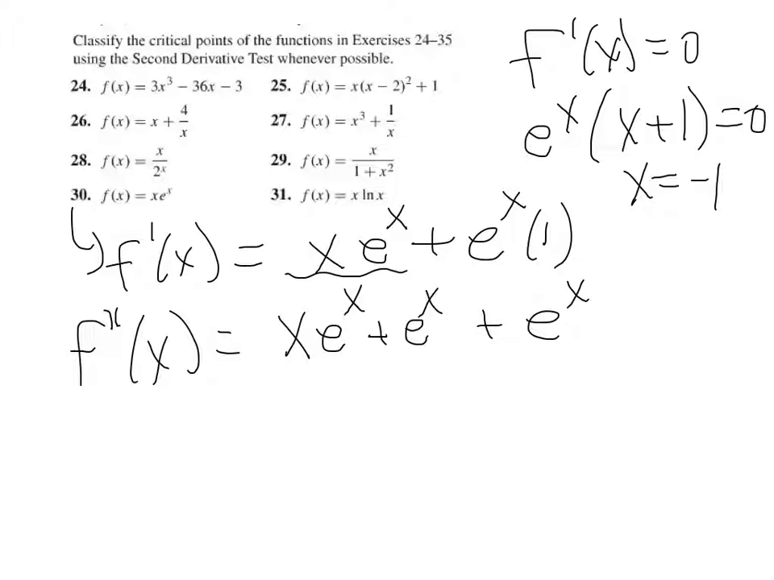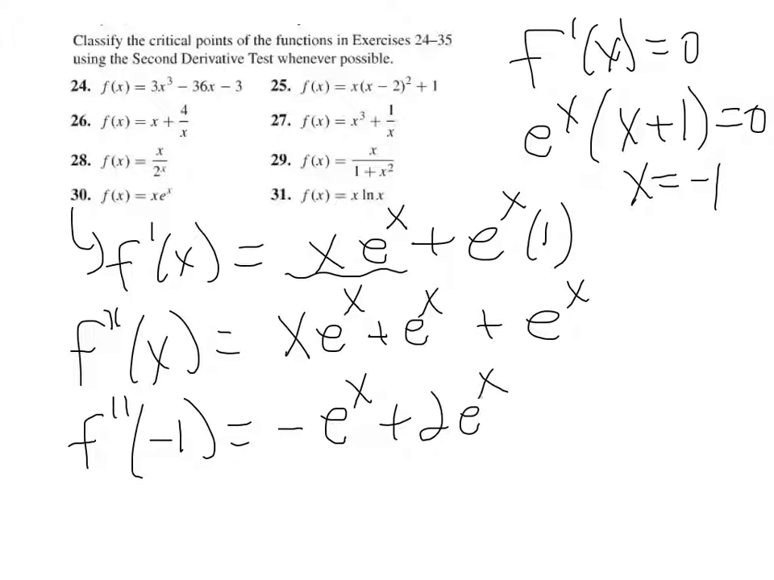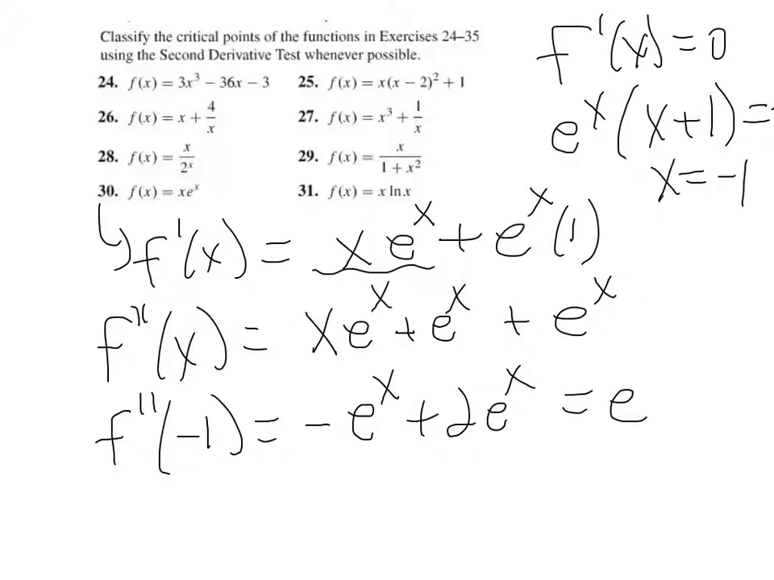Now to use the second derivative to decide whether that's a maximum or a minimum, I'm just going to drop in negative 1. Well, let's see, that's going to be negative x, negative e to the x, plus 2e to the x. I'm sorry, I should be using negative 1, shouldn't I? So e to the negative 1, and another e to the negative 1. So that's going to be negative 1 over e plus 2 over e, which is going to be a positive number, right?